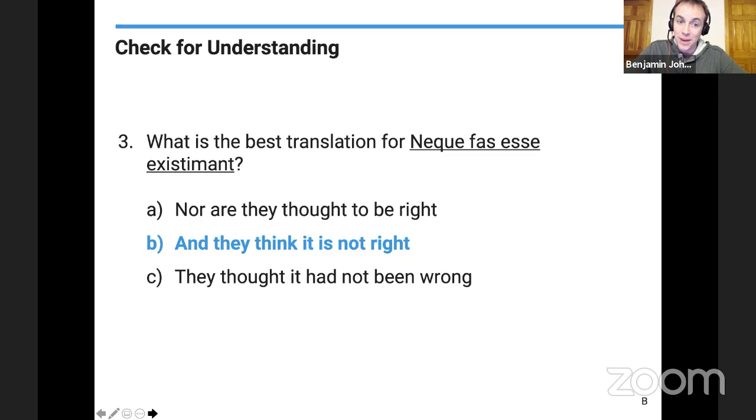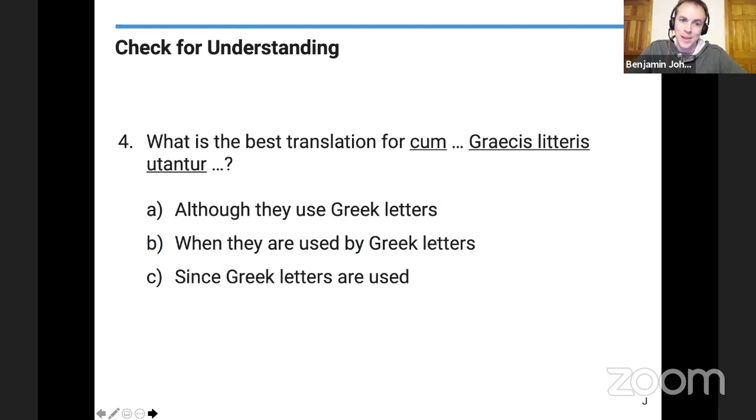And the existimant, it's present tense. That's the ANT ending there with they as the subject. And this is an indirect statement, I believe, with the fas esse, and that's why esse is in the infinitive form. And yet we're still translating as is in the translation. So just because you see an infinitive doesn't necessarily mean you have to translate it in that to form.